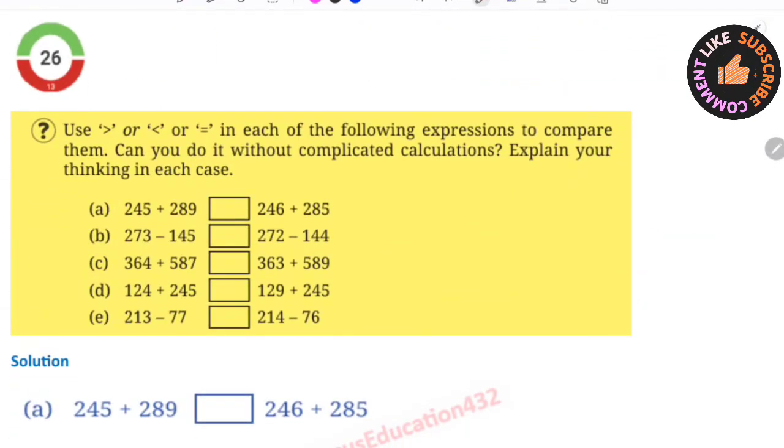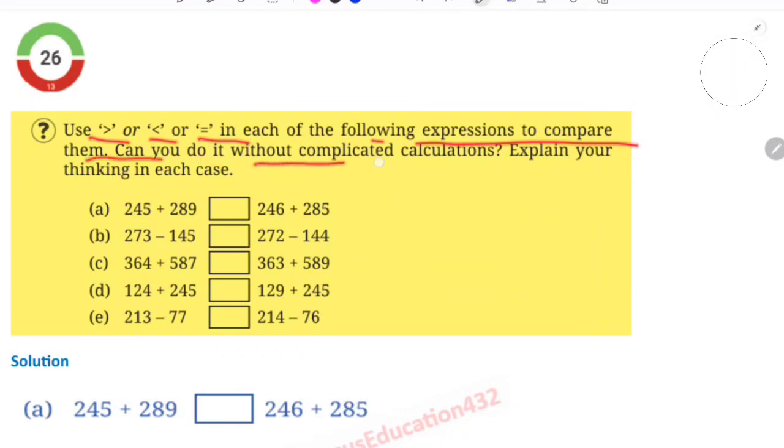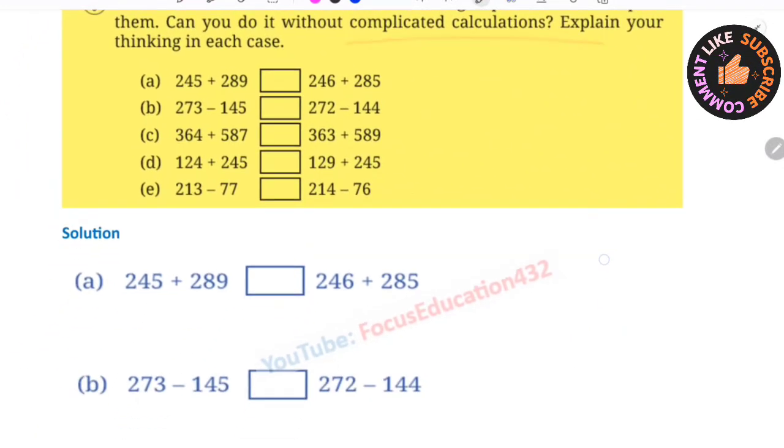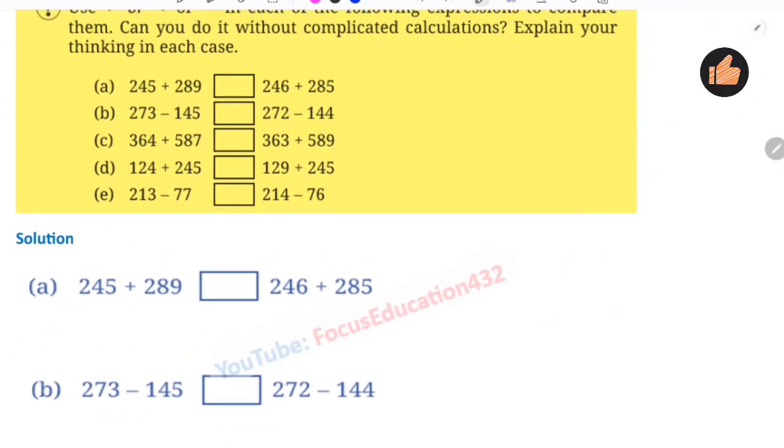Now coming to the next one, page number 26. Use greater than, less than or equal to in each of the following expressions to compare them. Can you do it without complicated calculations? Explain your thinking in each case. Here it is asking without complicated calculations. If we do calculations, we can add these values and check which one is greater, which is less than and which is equal. That we can do easily. But without complicated calculations, you can use some trick here.